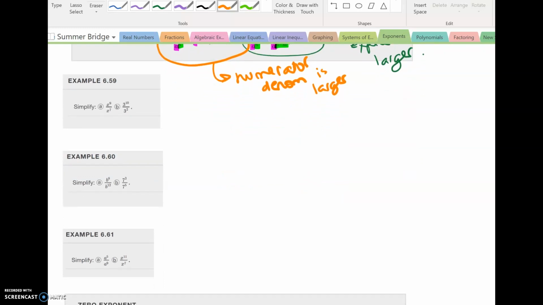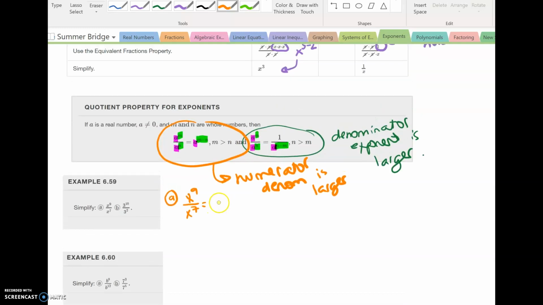So we're going to have x to the 9th power over x to the 7th power. So again, I'm going to take part A, and I'm really going to show you what it would look like. So I have x to the 9th over x to the 7th. And really what I'm saying here, and I'm going to move this a little bit up so my handwriting doesn't suffer, is I have x times x times x 9 times.